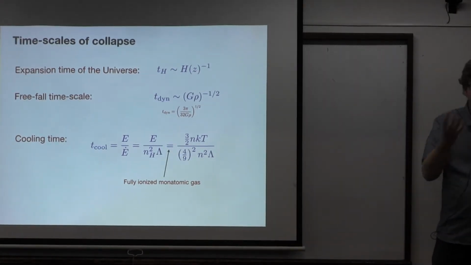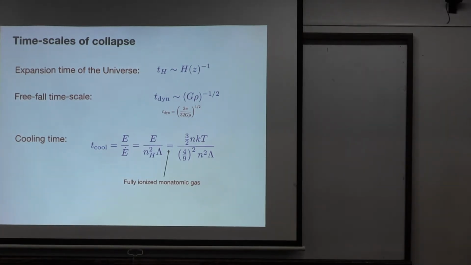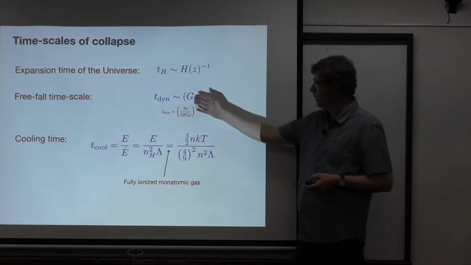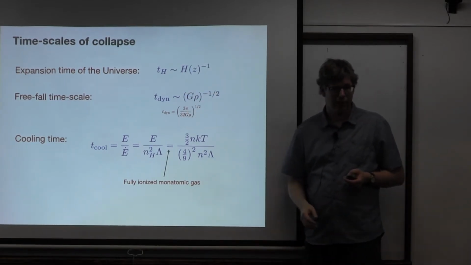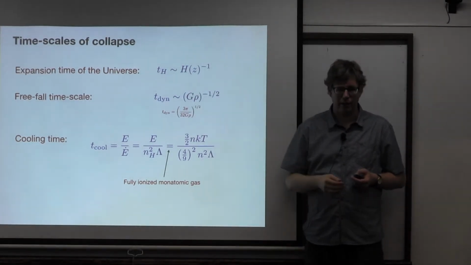So now you have this competition between these time scales. So when do galaxies form? Well, they form when this cooling time can dominate, right? When you can cool quickly, and this becomes the longest time scale in the problem.